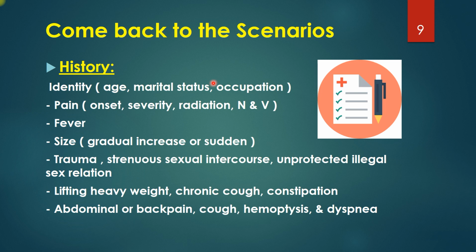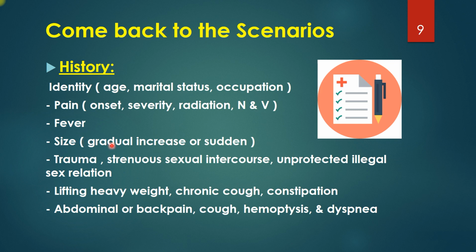We come back to the scenario. What do we have to ask in those patients with scrotal swelling? First of all, in the history, you have to ask the patient about age, marital status, occupation, and pain, which is very important, whether it is present or not. You have to ask about the onset, severity, radiation, nausea and vomiting, fever, low grade or high grade fever, and rigor. There might be those with prostatitis and epididymitis, acute prostatitis and acute epididymitis. There might be a high grade fever.